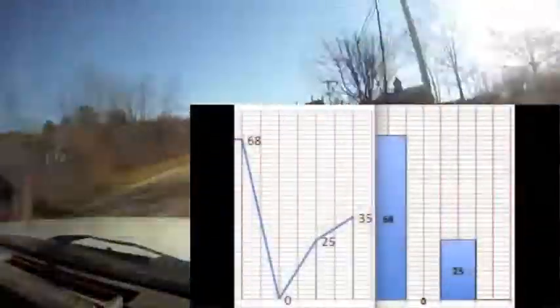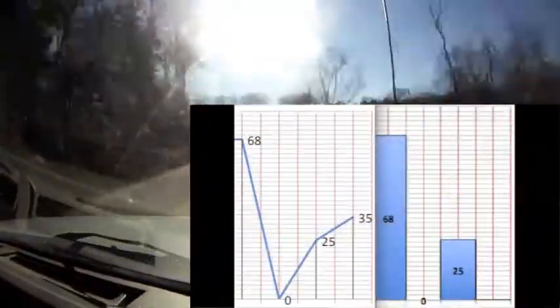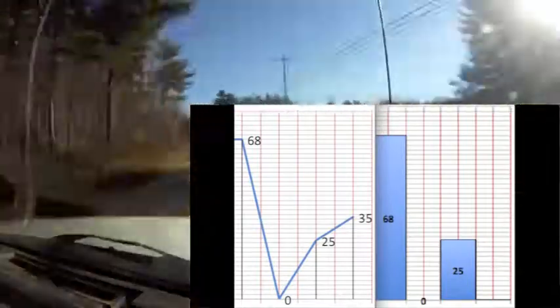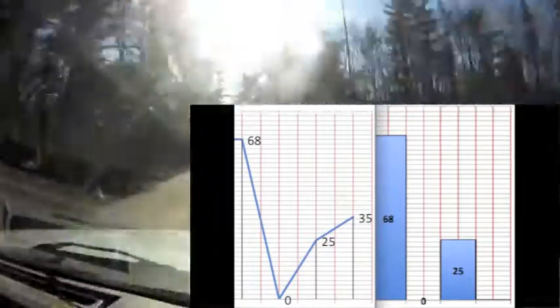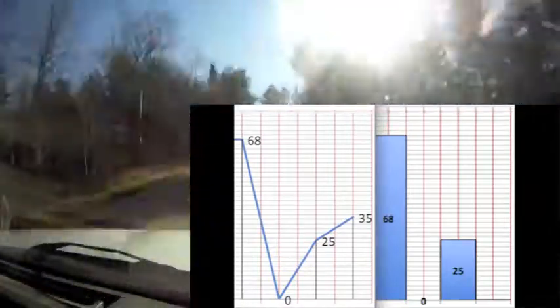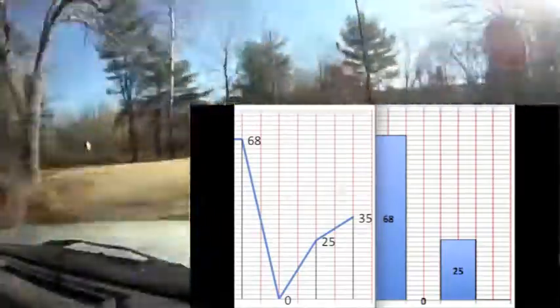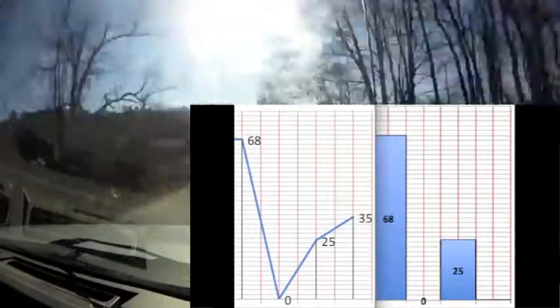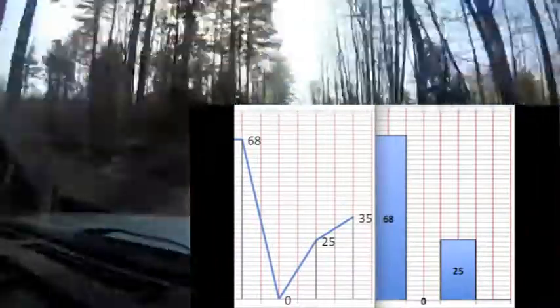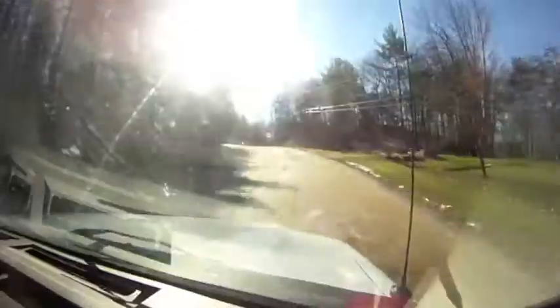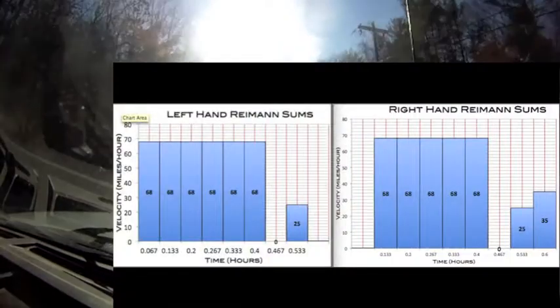This shows you how the left-hand Riemann sum, shown on the right-hand side of this picture, has columns that intercept the line at the left-hand side of the top of the column during that time interval. The fact that the only 2 known speeds are the 68 on the top left-hand of the blue column and the 0 on the bottom right-hand of the blue column is what gives us the error, because we don't know any of the velocities in between these 2 points. Here's a comparison of the 2 and how they're different.